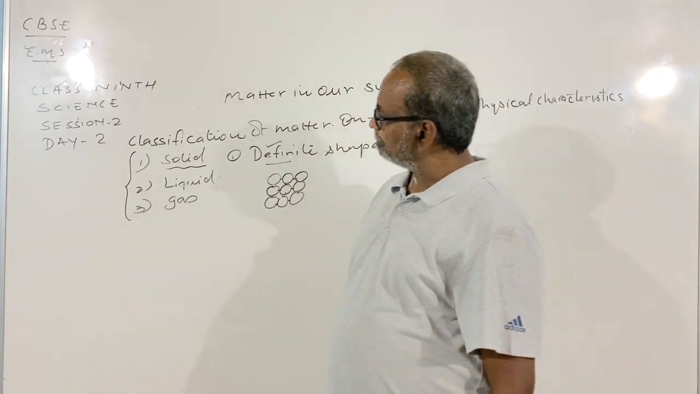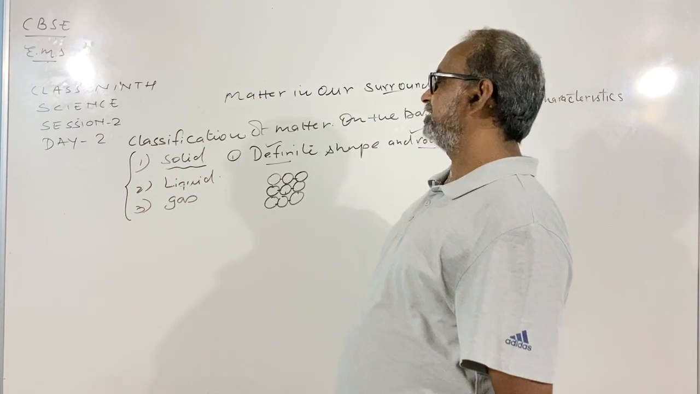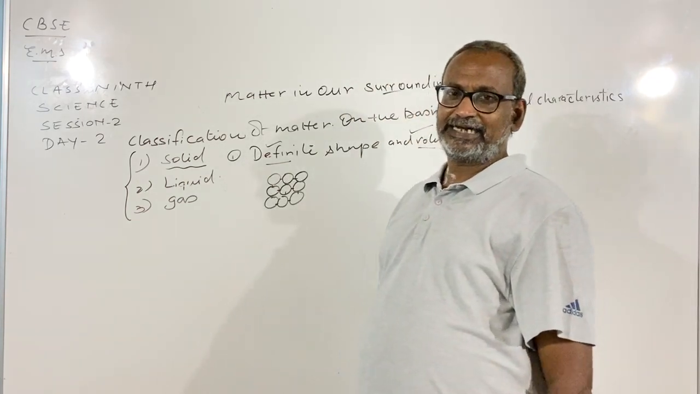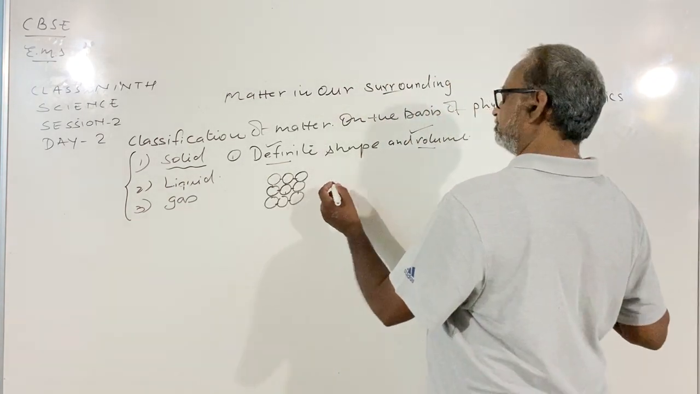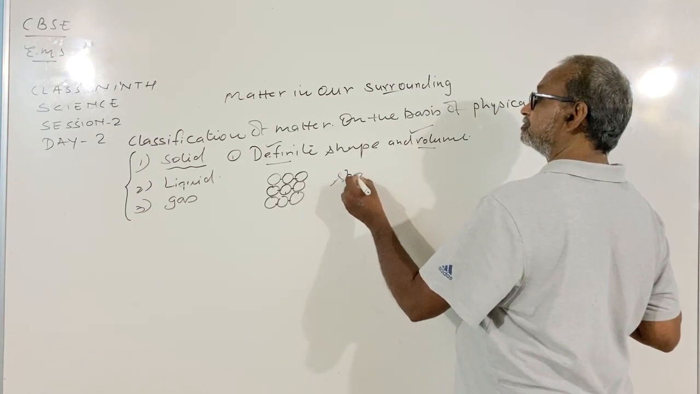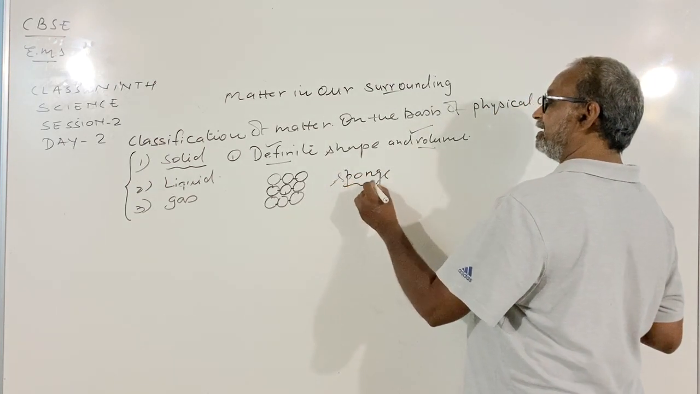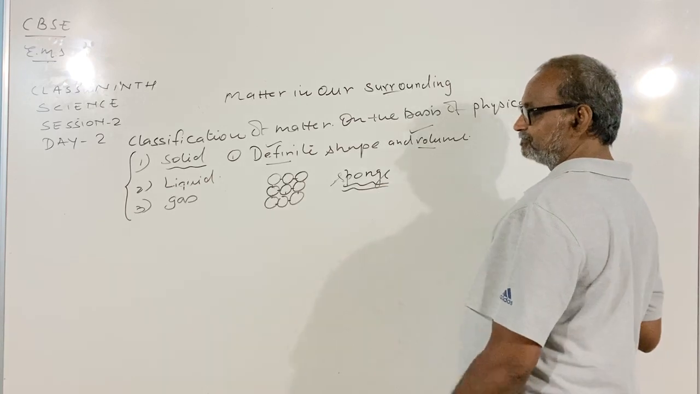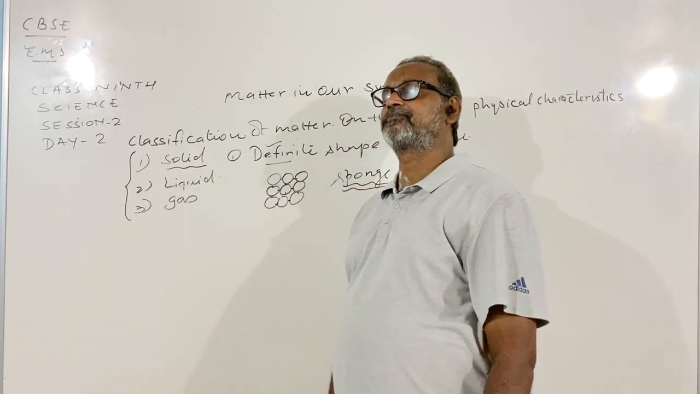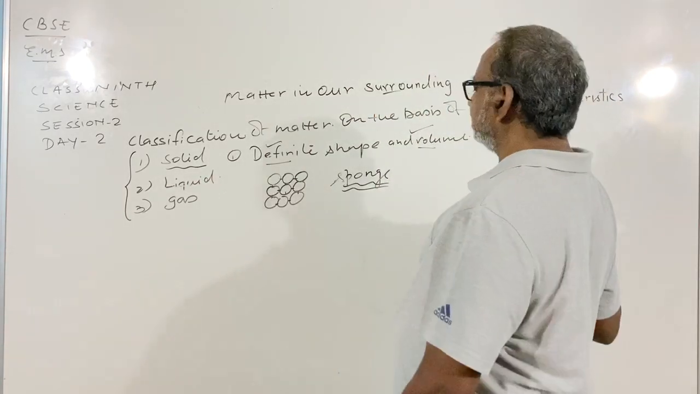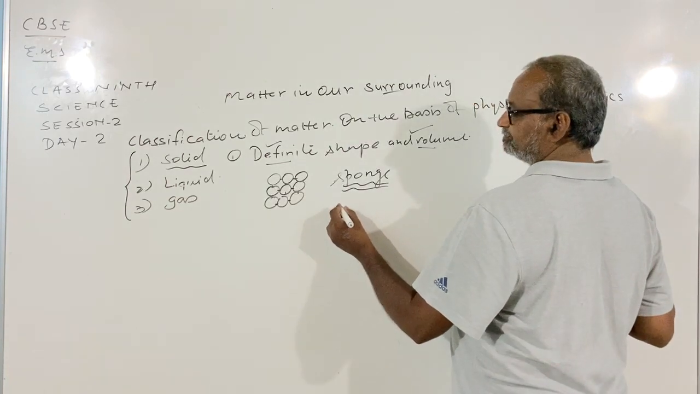Now some students argue that a sponge is a solid, yet it can be compressed easily, so it does not have a definite shape. So actually a sponge is porous in nature.